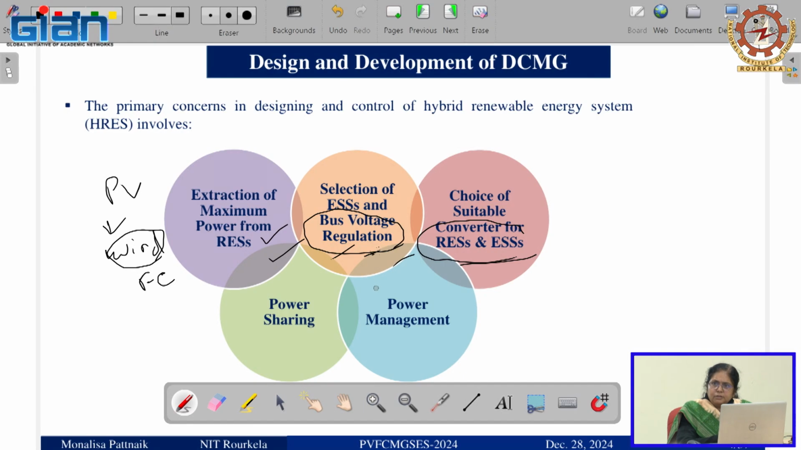And then in the upper level we have to do the power sharing and power management. When we are adding the storage, we have to see the protection of that, so that will come under this upper level of control. There the power management scheme will play the role.